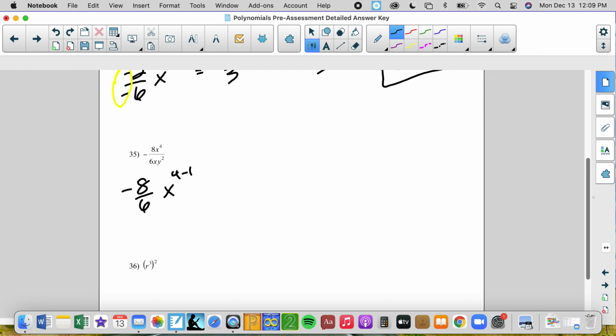Let's do this then. Let's put this in the numerator because that's where that dividing like base is. And then let's write the y squared down there. Let's keep it down there. So -8 over 6 can be reduced to -4 x to the 3rd over 6y squared.